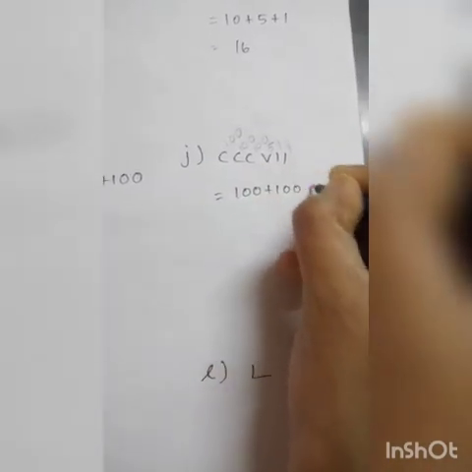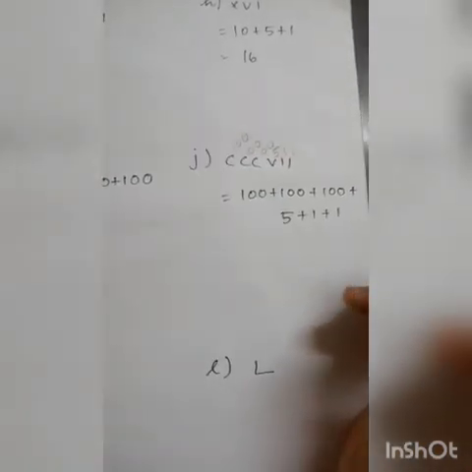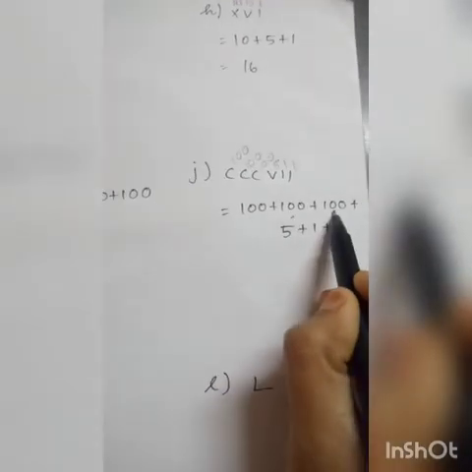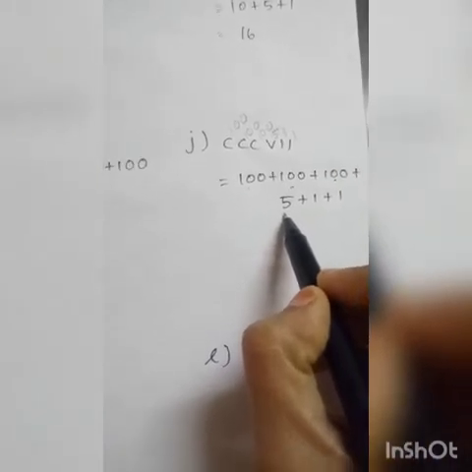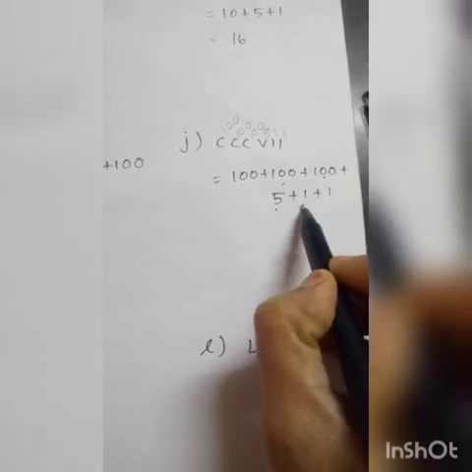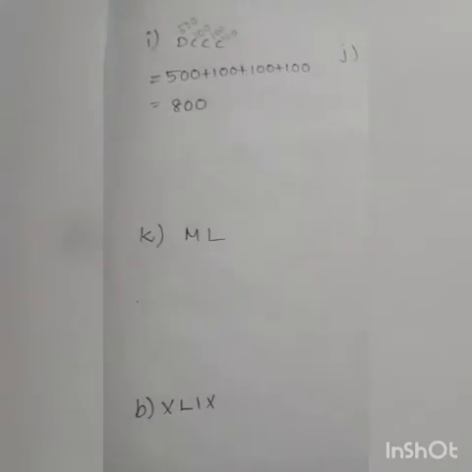100 plus 100 plus 100 plus 5 plus 1 plus 1. So answer is 100 plus 100, 200. 200 plus 100, 300. 300 plus 5, 305. 305 plus 1, 306. 306 plus 1, 307. Okay, so answer is 307. So this is the Hindu-Arabic numeral for CCCVII.